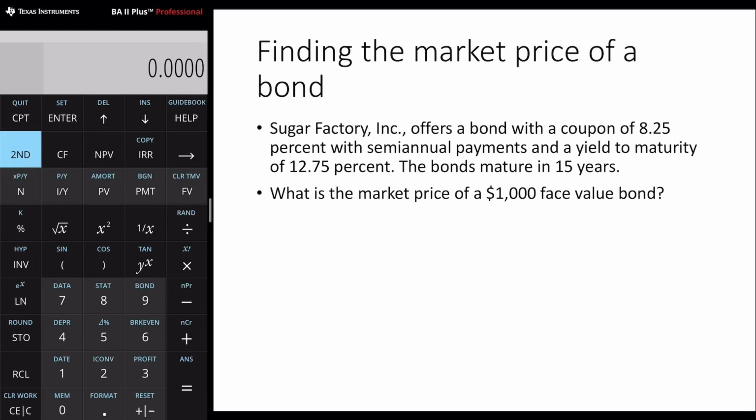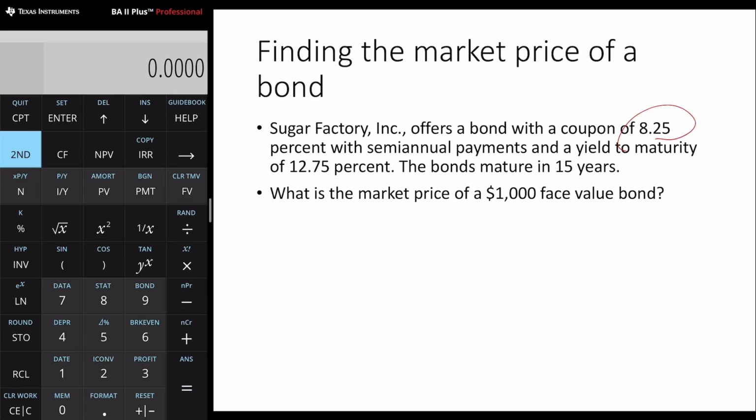All right, so here's an example. Let's suppose we need to find the market price of this bond. We have Sugar Factory, which offers a bond with a coupon of 8.25%, with semi-annual payments and a yield to maturity of 12.75%. The bonds mature in 15 years. What is the market price of a $1,000 face value bond?